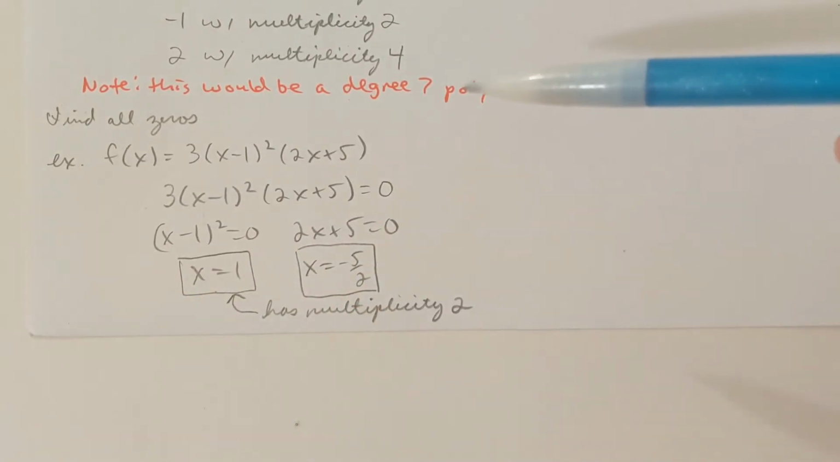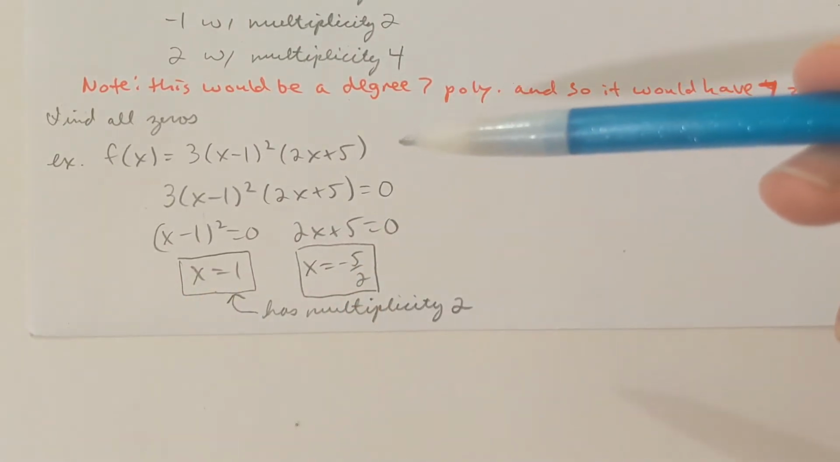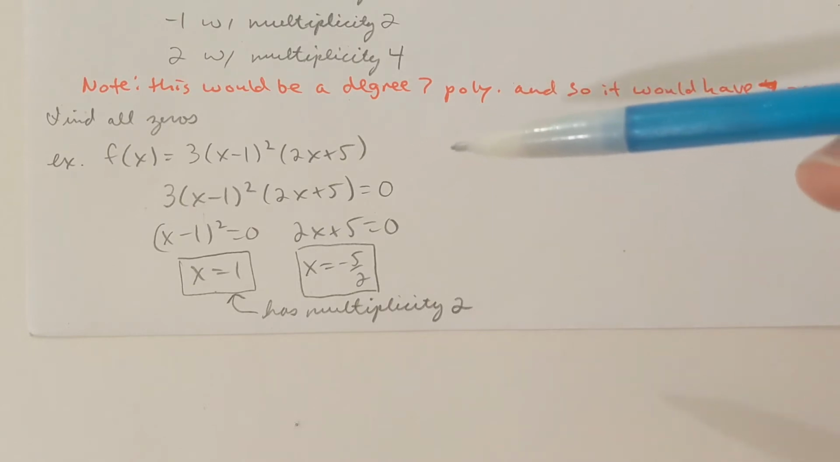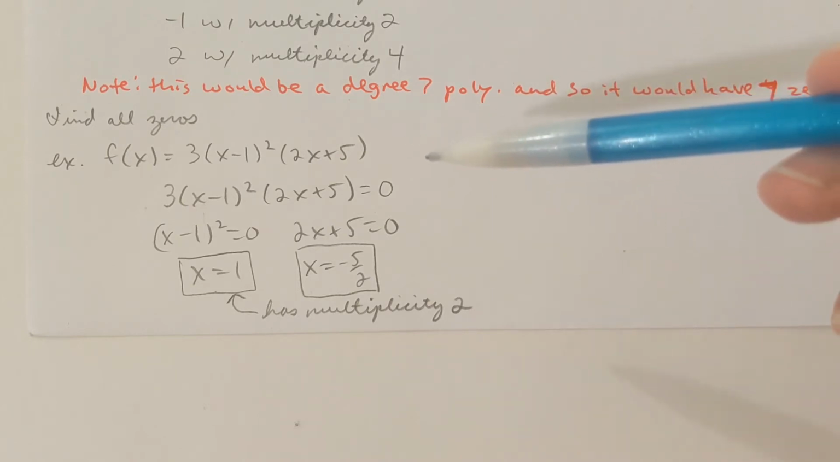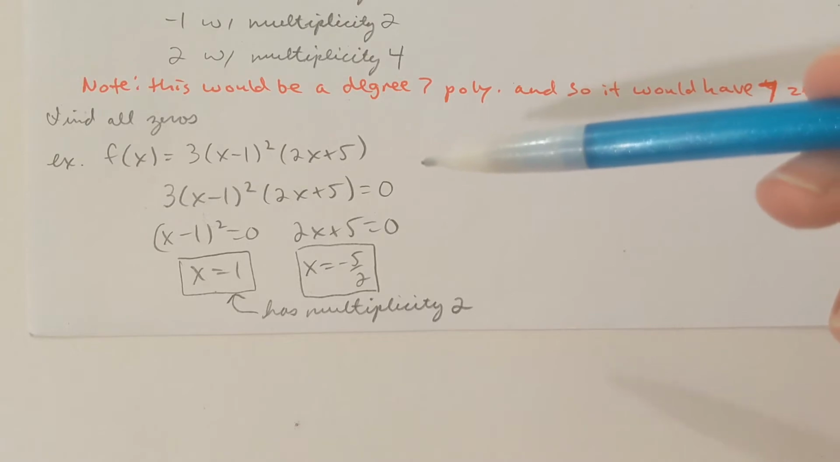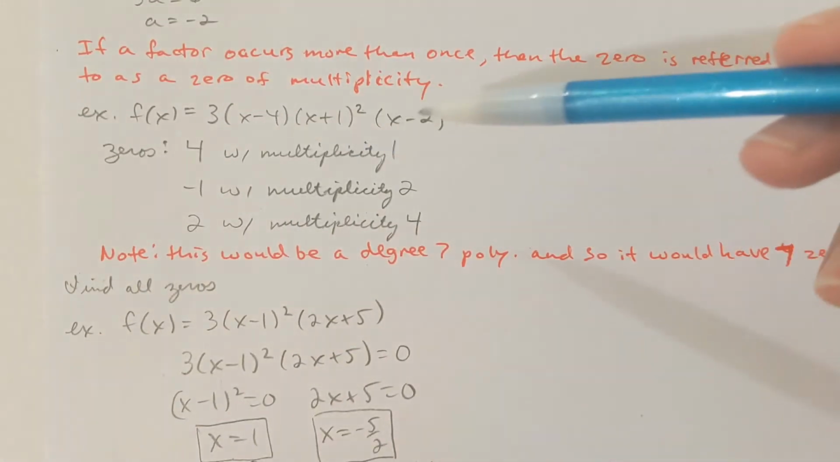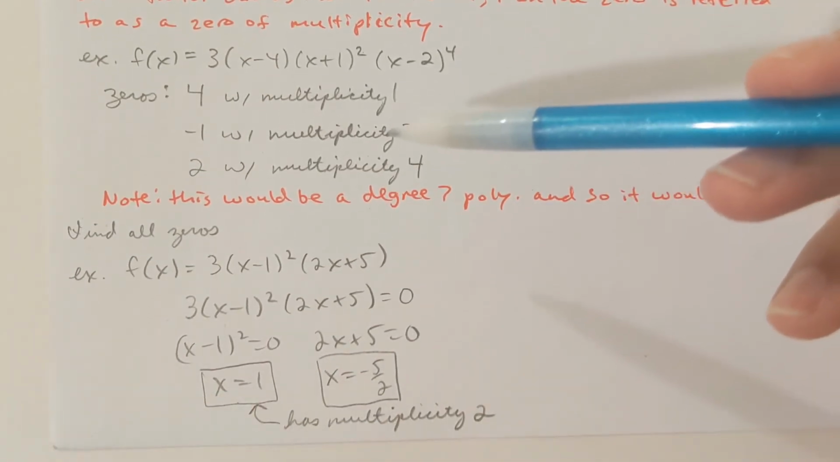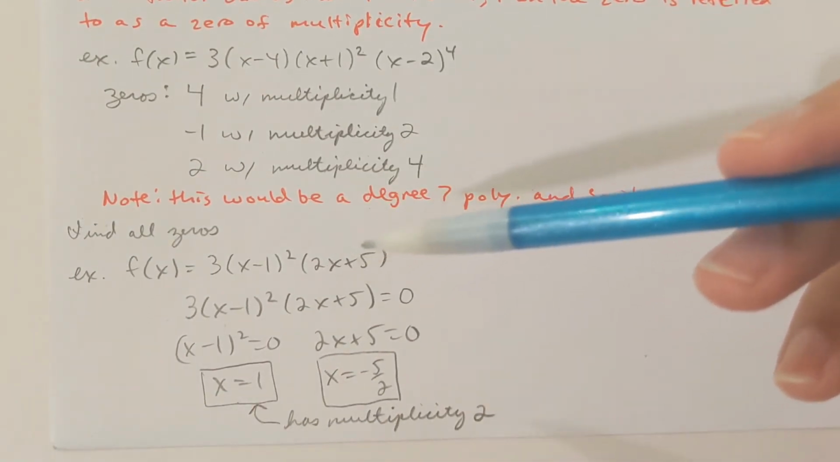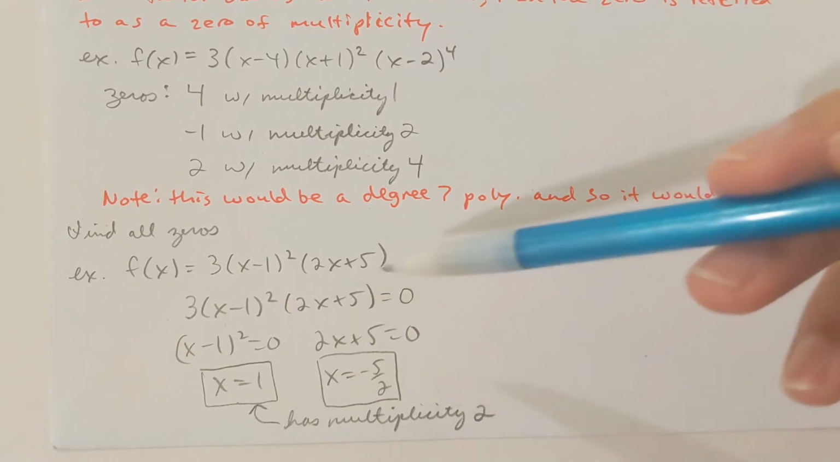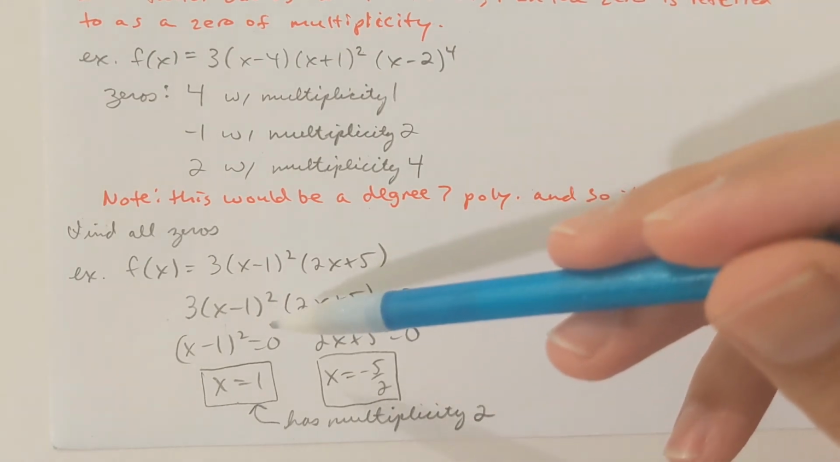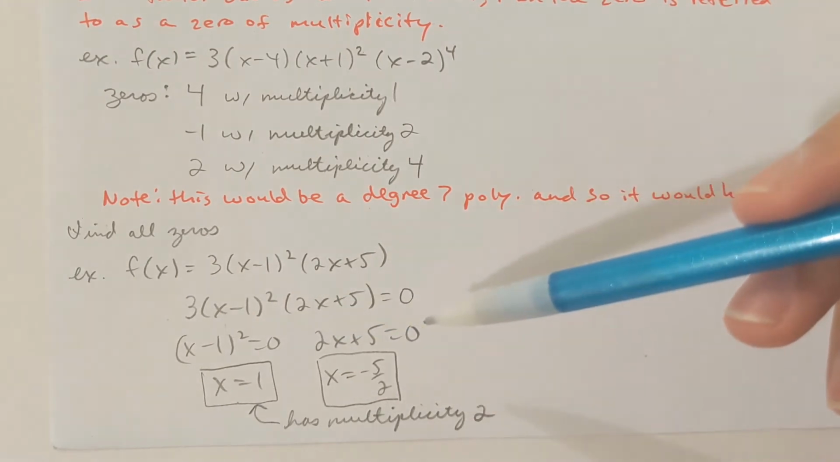Okay, another example, find all the zeros. f of x equals 3 times (x minus 1) squared times (2x plus 5). Well, 3 is, like I was saying up here, that has nothing to do with anything. That's just a coefficient. That's going to be divided throughout. So I would set (x minus 1) squared equal to 0 and 2x plus 5 equals 0.